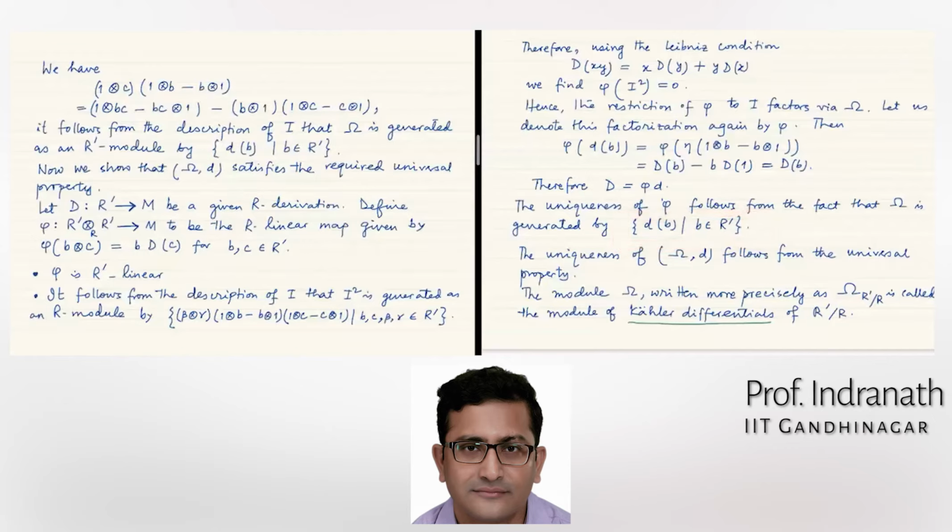The uniqueness of this pair follows from the universal property. That is the standard application of the universal property. So this is your module of Kähler differentials, as we call it. The usual notation is omega R'/R, where R' is an R-algebra, and this is what is called the module of Kähler differentials of R' over R.